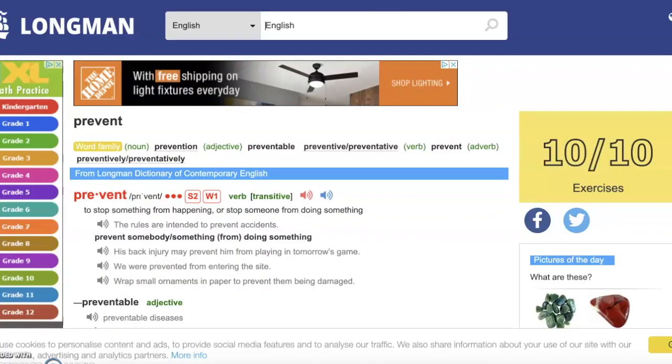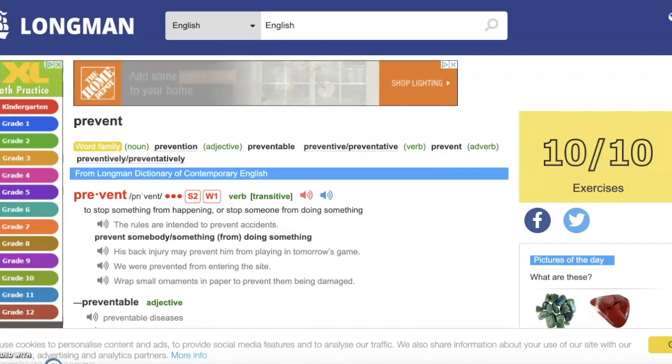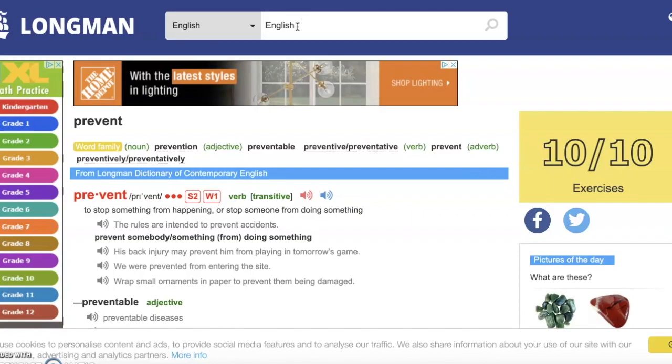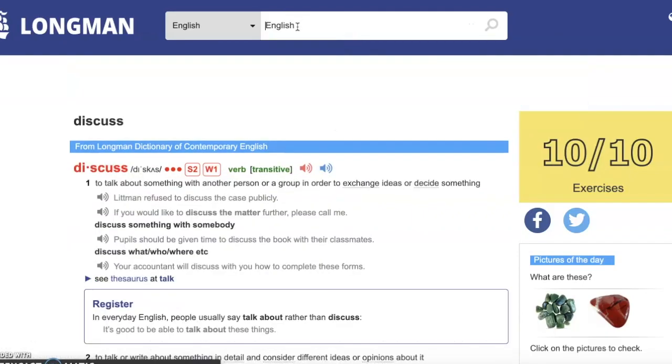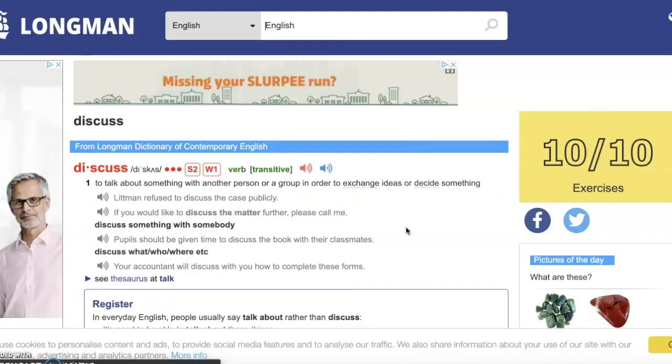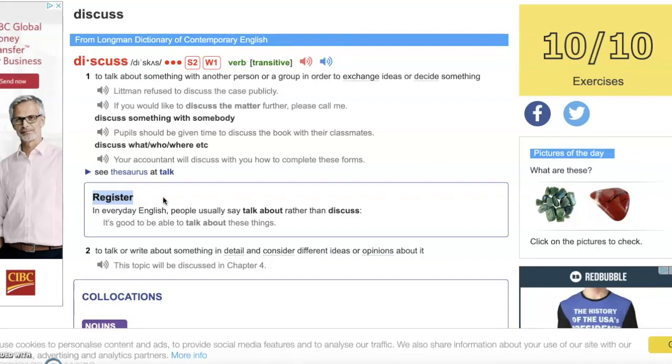Another thing that I really love about the Longman Dictionary is the register notes. Let me show you what it is. Let's look up a word like discuss. And you can see that there is a box here that says register. Now, register is the way we use a word, mostly a comparison between how we use a word in spoken English versus how it's used in written English.